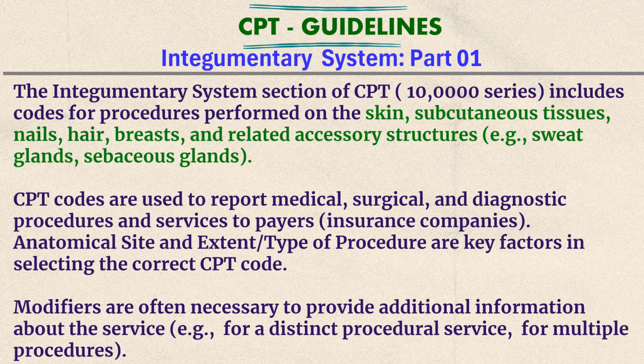The Integumentary System section of CPT, that is the 10,000 series, includes codes for procedures performed in the skin, subcutaneous tissues, nails, hair, breast, and related accessory structures such as sweat glands and sebaceous glands. CPT codes are used to report medical, surgical, and diagnostic procedures and services to payers, that is, insurance companies. Anatomical site and the extent or the type of procedure are key factors in selecting the correct CPT code. Modifiers are often necessary to provide additional information about the service. Example, for a distinct procedural service for multiple procedures.